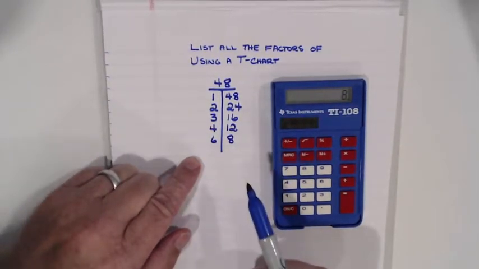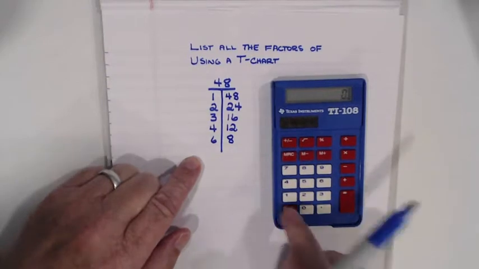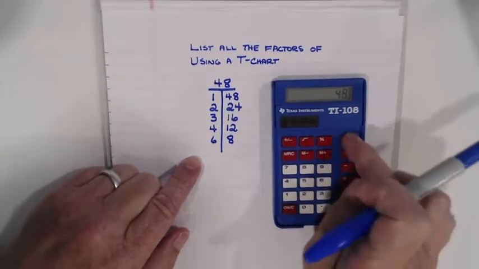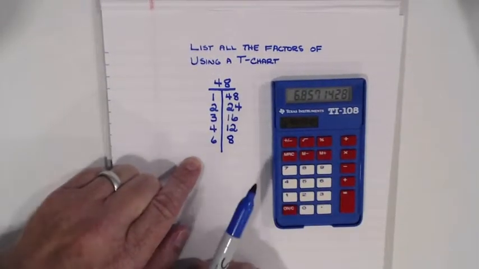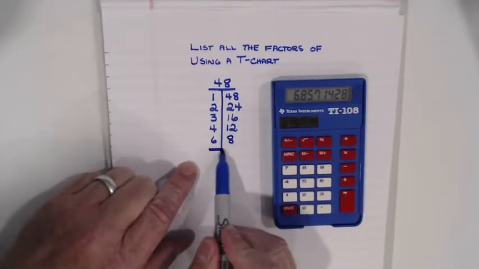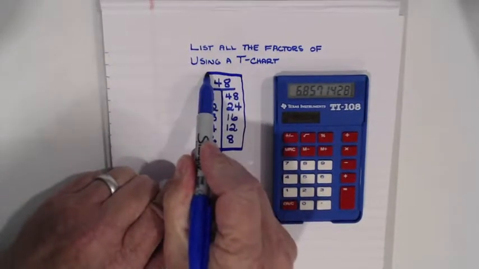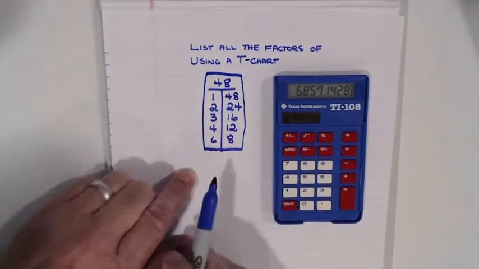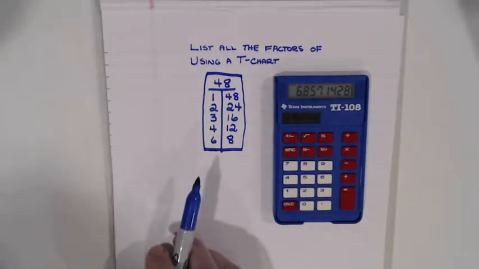There's really one other number I need to check, which is 7. I haven't checked it yet, just in case. I tried it in my calculator. It doesn't work. This is a complete list of all the numbers that multiply together to give you 48.